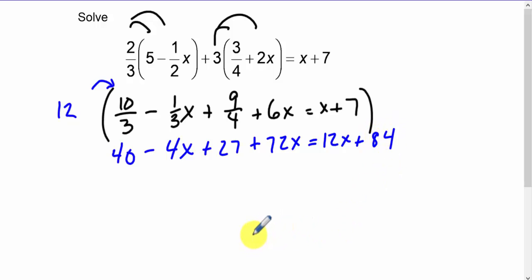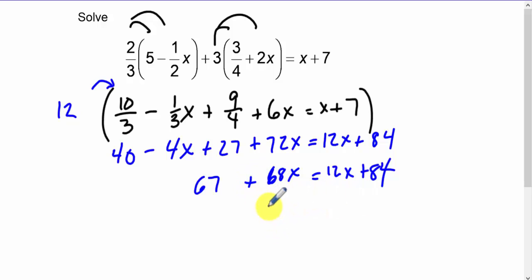And then combine like terms where you see them. I've got a 68x here, and I've got a 67 here. Keep the 12x plus 84 on the other side. And then I'm going to bring the 12x over by subtracting. I'll get a 56x. And then I will subtract the 67 from the 84 and get a 17. Divide by 56 to both sides and get 17 over 56. A little bit tough to check, but you could do it.